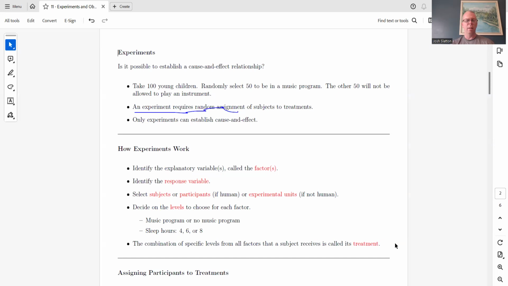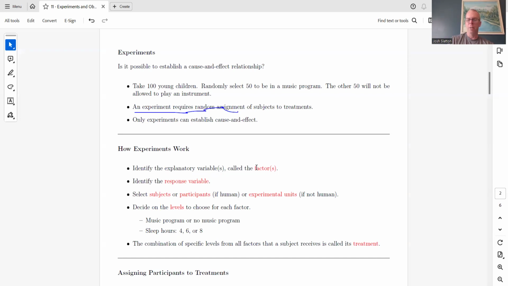Select the subjects or participants. If they're human, that's what we call them, or experimental units if not human. So this is going to be the who. If you remember from chapter 1, the whatever is the sample, that is the who.